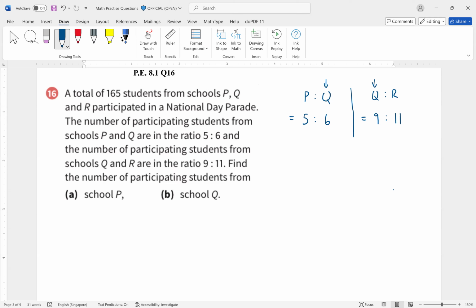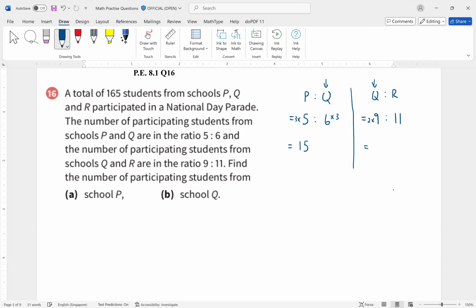So we want to think of the lowest common multiple of 6 and 9. Not difficult: 6, 12, 18, and then 9 and 18. So 18 is the lowest common multiple of 6 and 9. So we multiply this by 3 to get 18, and then we multiply this by 2 to get 18.